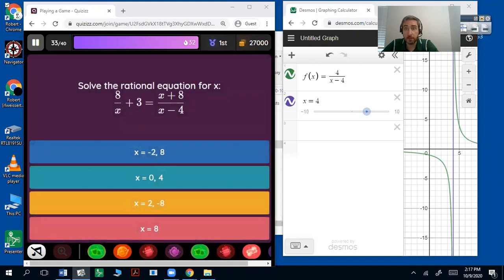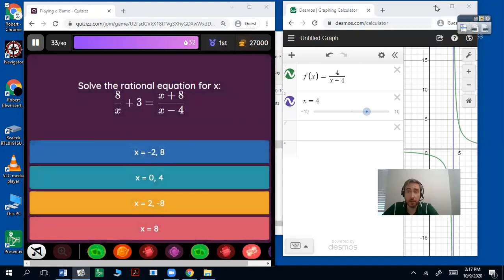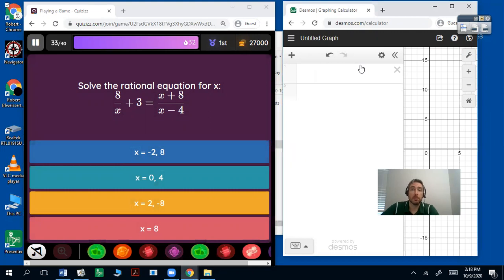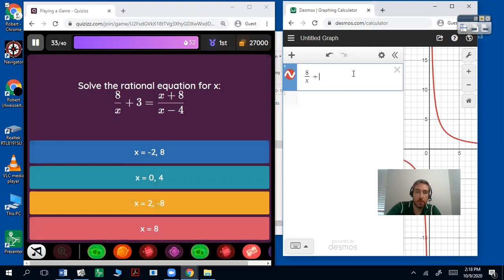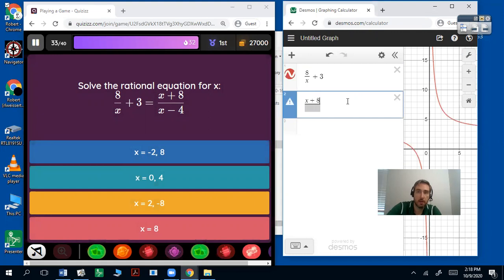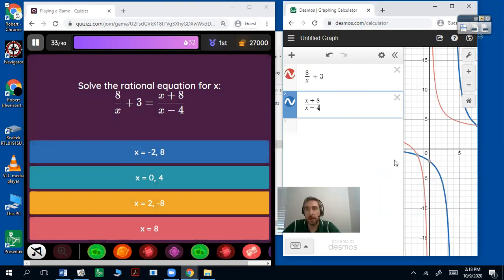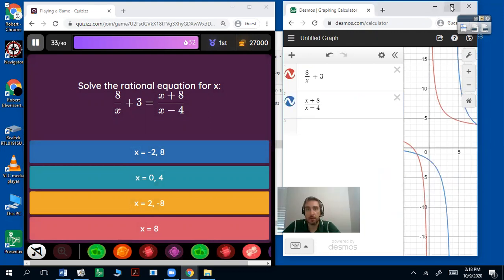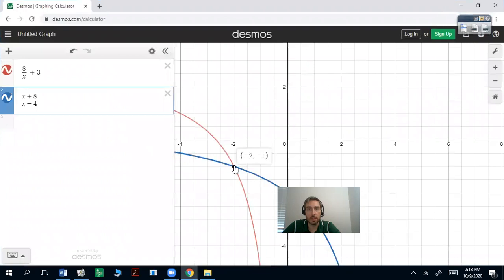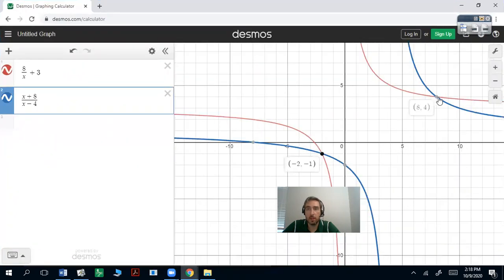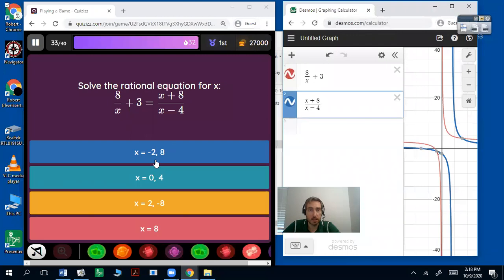Okay, solve the rational equation for x. Well, we're going to check our answer right in here first. So we'll say 8 divided by x, right arrow, plus 3. And we'll say fraction bar, x plus 8 over x minus 4. And we're going to look for some values where they intersect. So I see negative 2 and positive 8. So that's how you get that from a graph, negative 2 and positive 8. Just find where those two graphs meet, and it's going to be your answer.